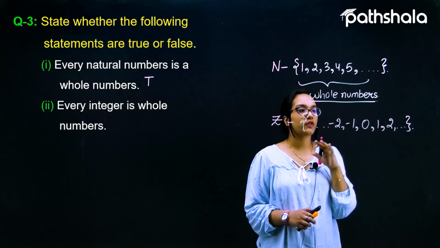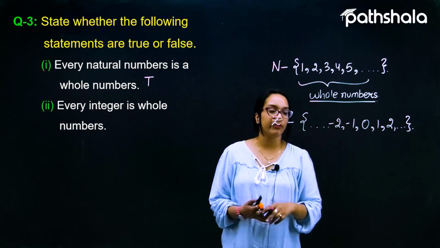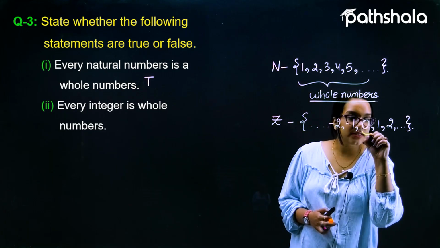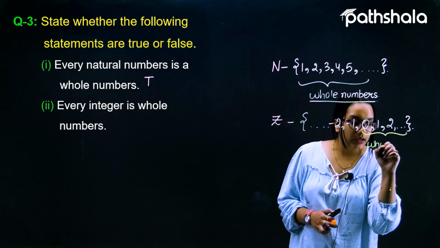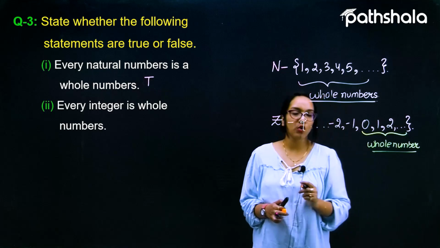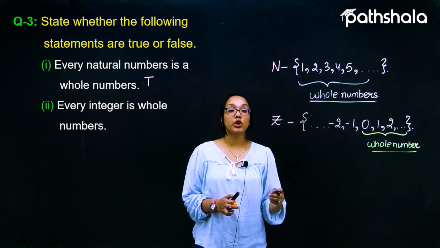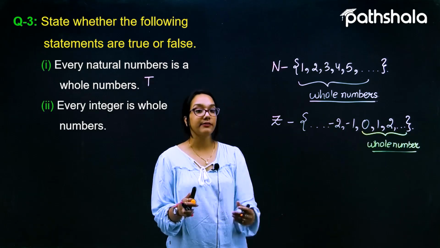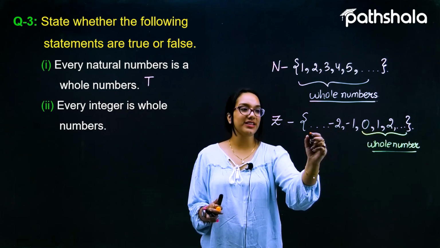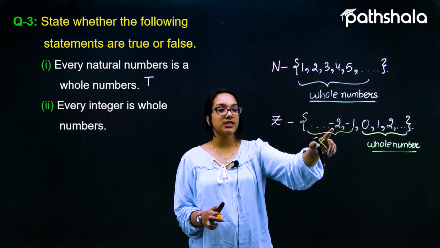So this is the collection of the integers. It says that every integer is a whole number. We know that in the collection of the integers, the numbers starting from 0 and going on are the collection of the whole numbers. So it says every integer is a whole number. So obviously the answer is no. Every integer is not a whole number. Why so? Because the negative counterparts of the natural numbers are not whole numbers. So these are not whole numbers. So it means that every integer is not a whole number.